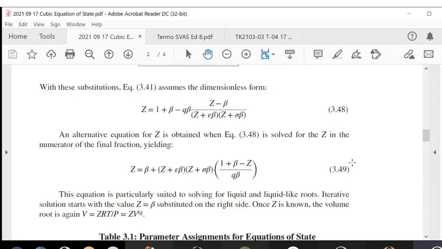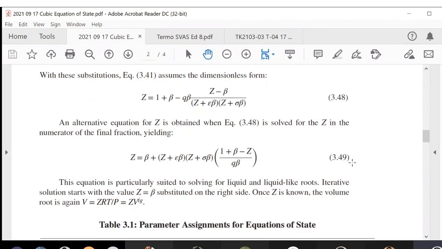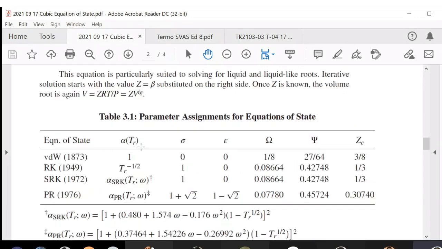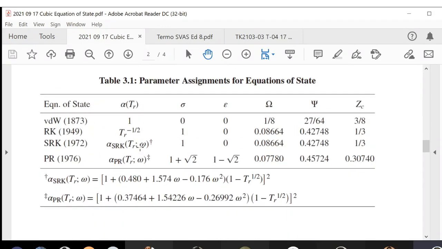All we need to do is use that equation. So this is Z equals PV over RT. If it is ideal gas, volume equals Z multiplied by the volume of the ideal gas. Z equals 1 if it is ideal gas, because PV over RT equals 1 in the ideal gas. Now, in order to use that equation, we need to understand the parameters over here.